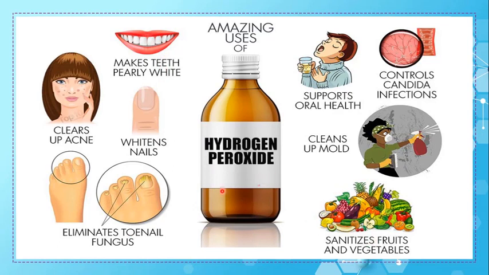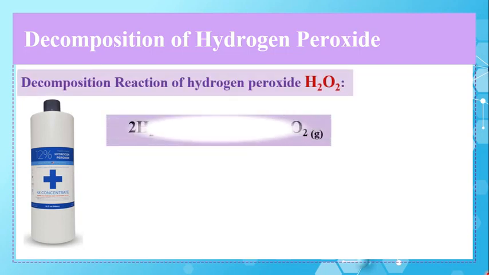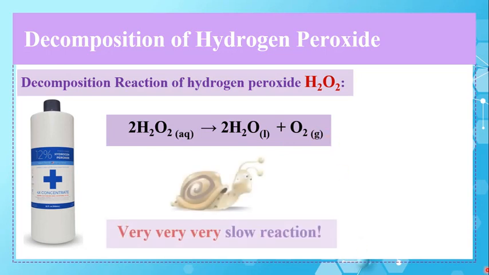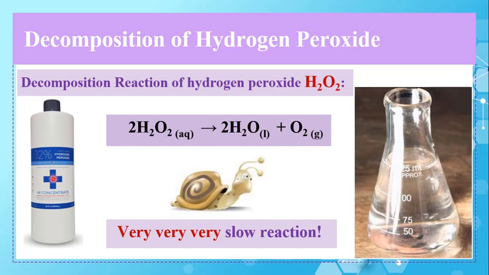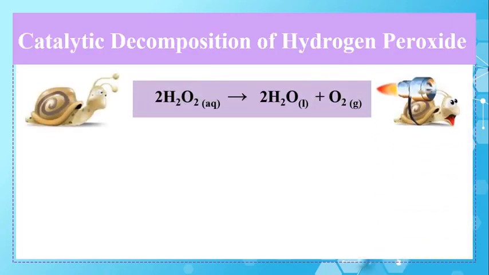The chemical formula of hydrogen peroxide is H2O2. Hydrogen peroxide decomposes according to the following equation. It produces water, H2O, plus oxygen gas. But this reaction is very slow, so that if I pour hydrogen peroxide in this Erlenmeyer flask and observe it for many hours, I cannot observe the release of O2 gas. This slow reaction can be accelerated by using a catalyst.